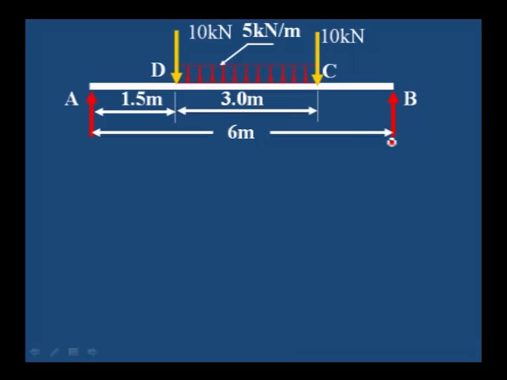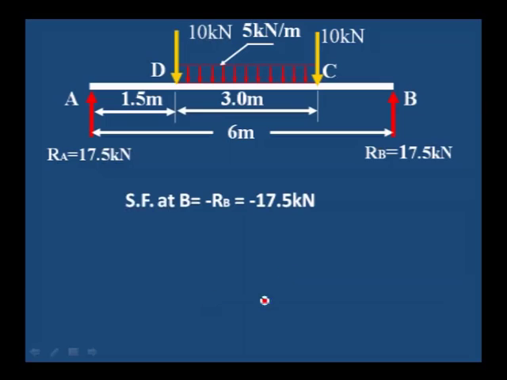Okay, let us call these 2 points C and D, where the point loads are acting. RA is 17.5, RB also 17.5. Shear force at B: 17.5 kilonewton, minus 17.5 kilonewton because it is upward. Shear force at C: from this 17.5 kilonewton, 10 kilonewton is added, which is downward. We are considering it as positive. Minus 7.5 kilonewton is the shear force at C.